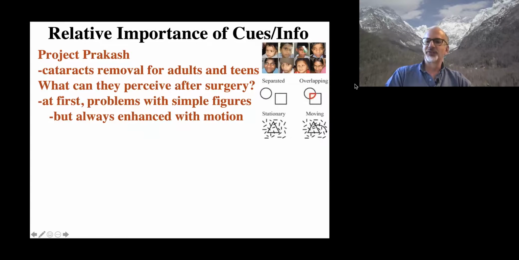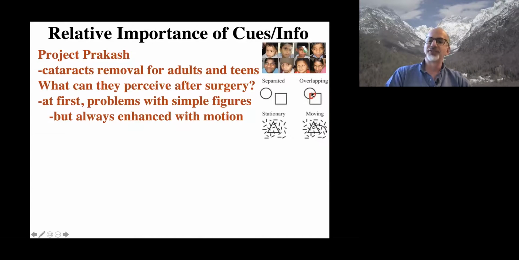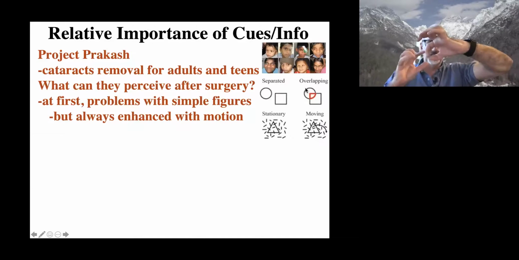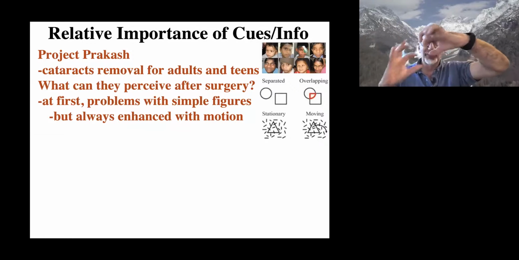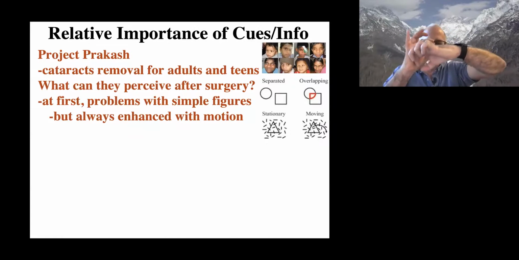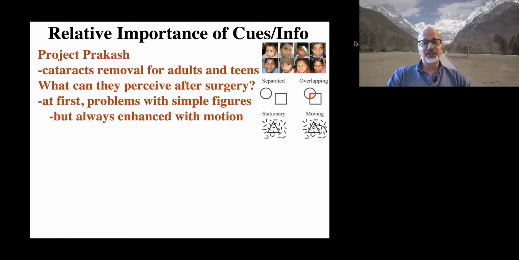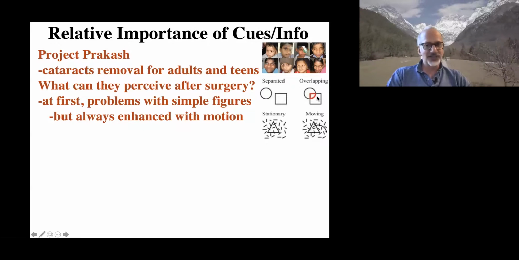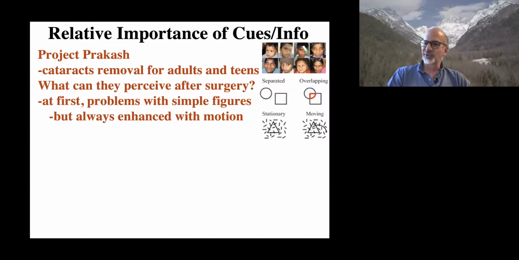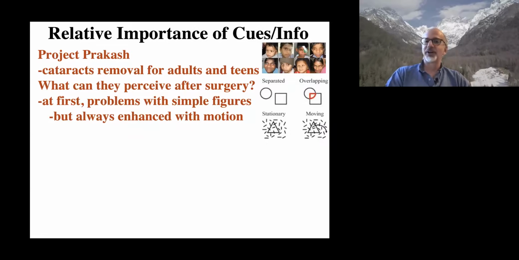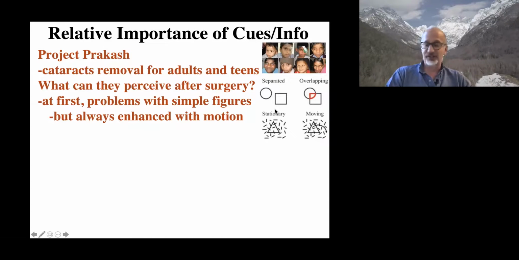Okay, so in other words, what I could do is show these two things moving. So here's the circle, here's a square. If they're moving slowly past each other, or maybe towards each other and past each other, they're able to say, even if the entire time they are overlapping, that one is a square and one is a circle. As soon as motion is allowed, things become much clearer to them, even after just having their vision restored.